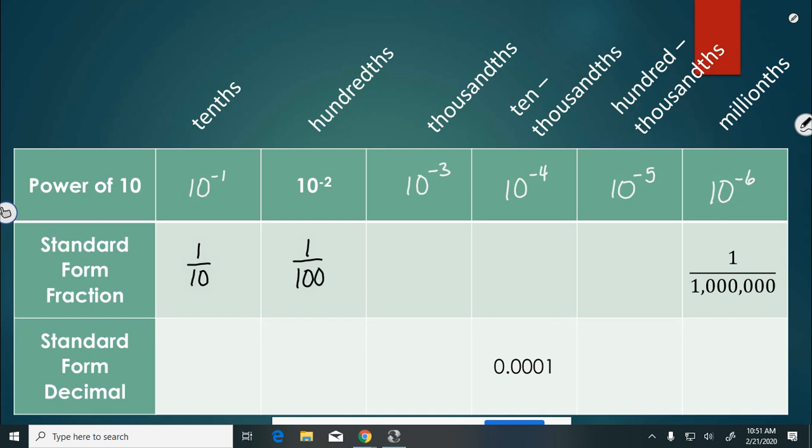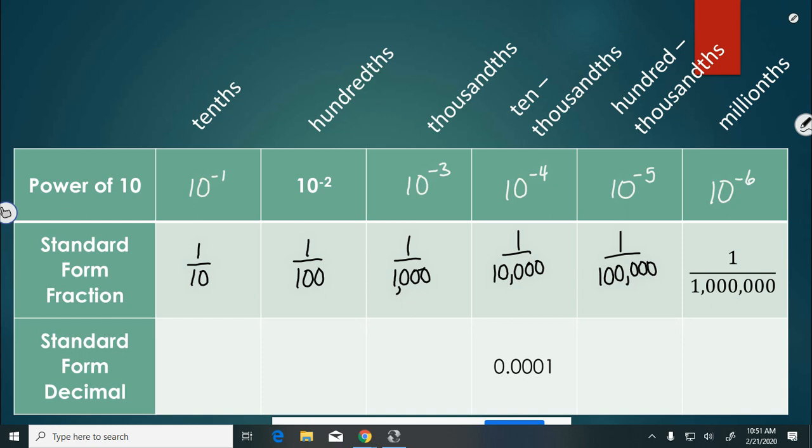10 to the negative third is 1 over 10 to the third, or 1/1000th. 10 to the negative fourth is 1 over 10 to the fourth, or 1 over 10,000. 10 to the negative fifth is 1 over 10 to the fifth, or 1 over 100,000. So then last, 10 to the negative sixth would be 1 over a million.